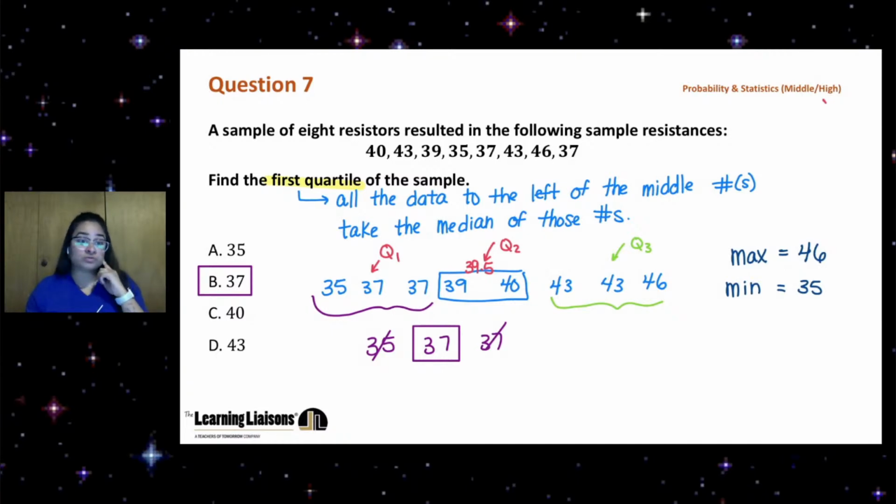So one more time, really quick before we move forward. The first quartile is after you find the middle number or numbers, you take all the numbers, not including the middle number. You don't include those numbers. You take all the numbers to the left of that to find the first quartile. The median is the second quartile, and the third quartile is located to the right when you take the median of those numbers.